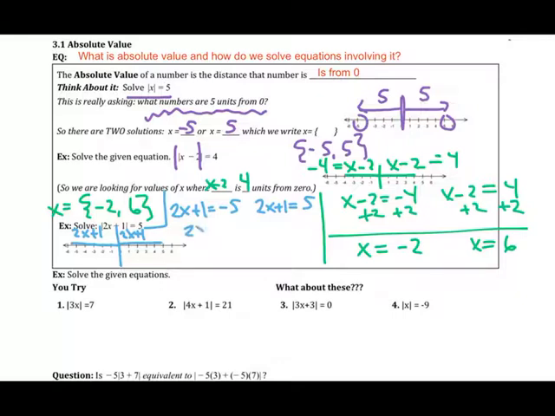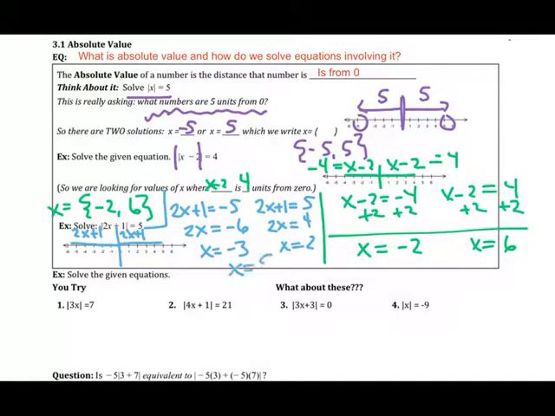I'm going to subtract 1 on both sides. That's going to give me 2x equals negative 6. I'm going to divide by 2. That's going to give me x equals negative 3. I'm going to follow that same process in the other equation. I'm going to subtract 1 on both sides. That gives me 2x equals 4. I'm going to divide by 2. That gives me x equals 2.